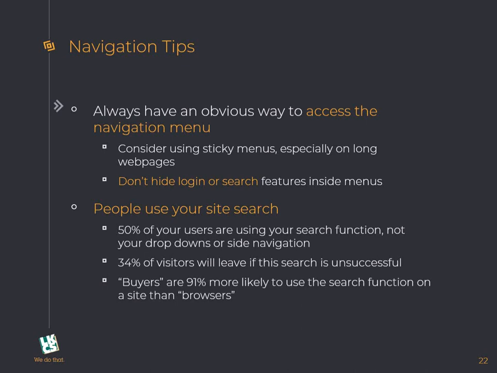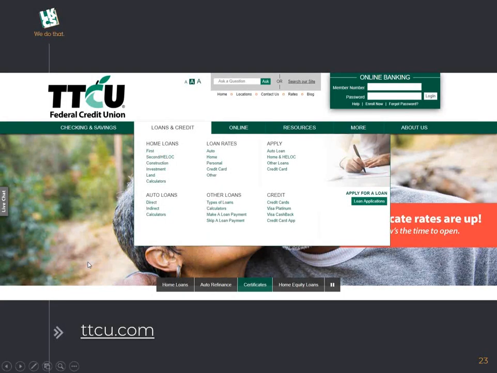So if you don't have a search, add one. And if you have it, make sure it's prominently located, because 34% of your visitors will leave if that search is unsuccessful. And what's interesting is that quote-unquote buyers are the people that are going to complete the actions that you want them to complete, right? They're 91% more likely to use search functions than just people that are browsing for information. So that site search is really important.